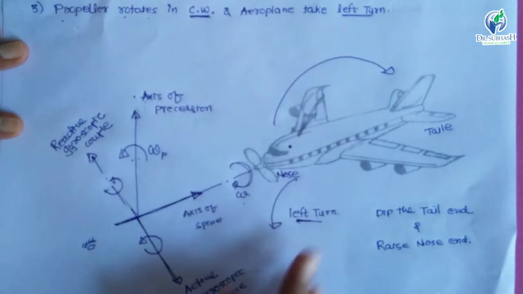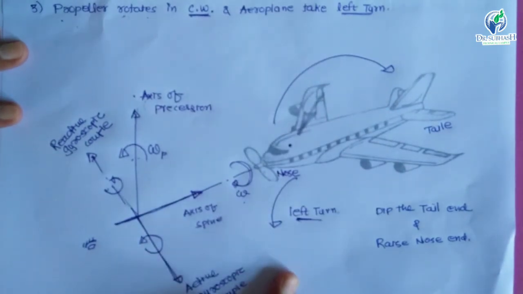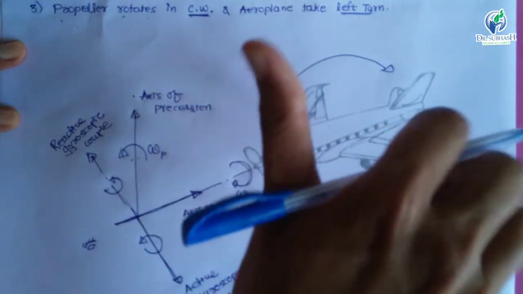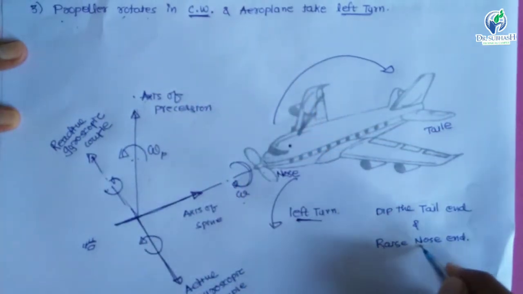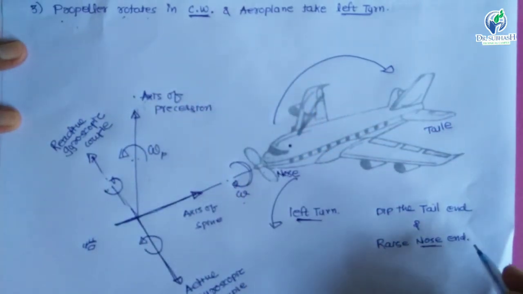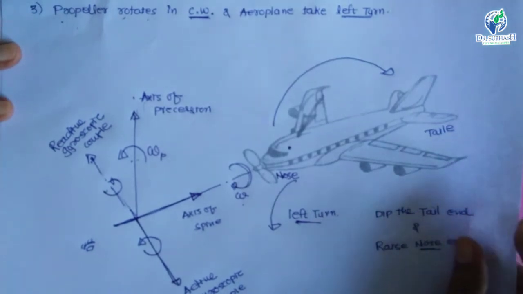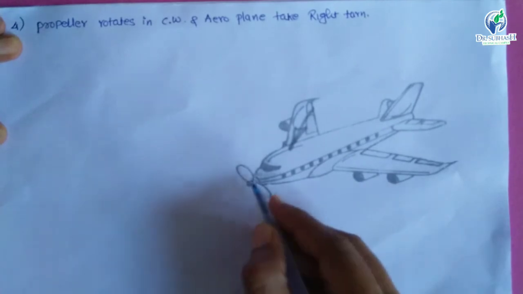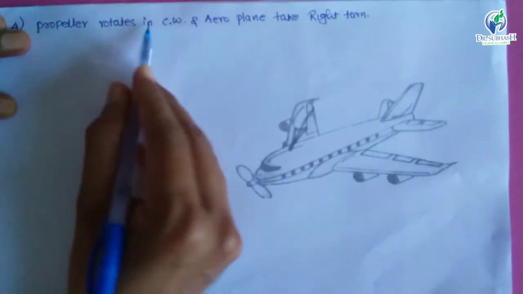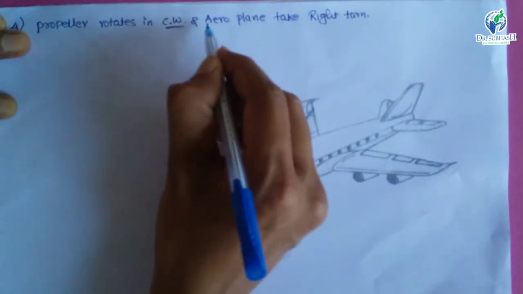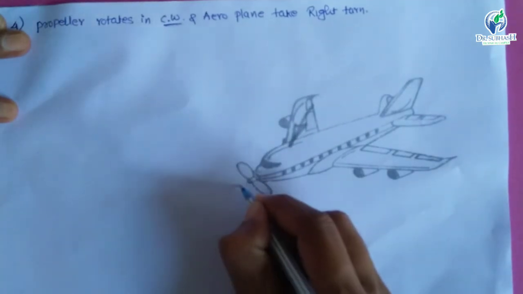So we clearly see that the effect of reactive gyroscopic couple is to dip the tail end and raise the nose end. So this is the third case. Now let us see the fourth case. The propeller rotates in clockwise direction viewed from the front.